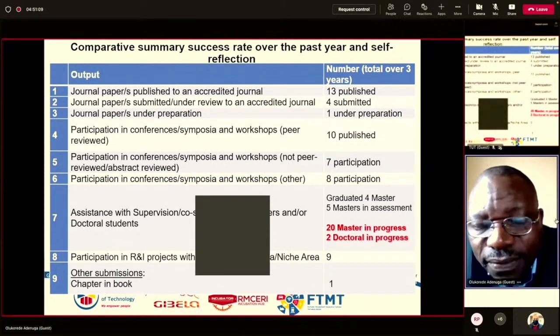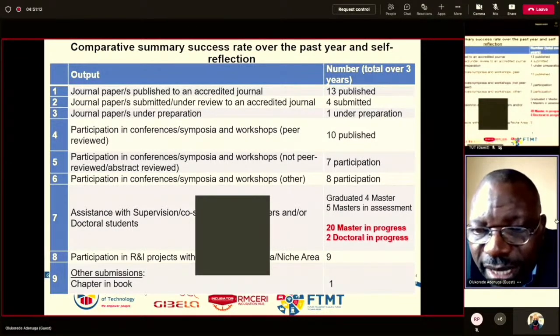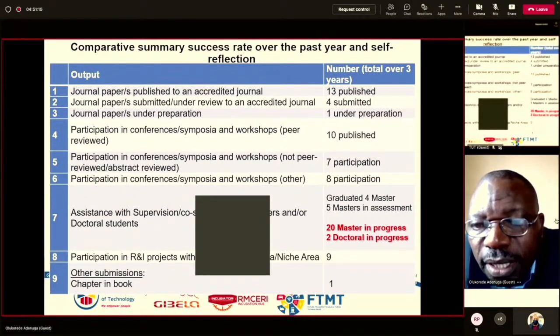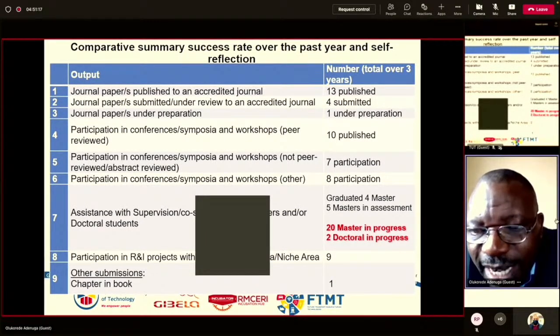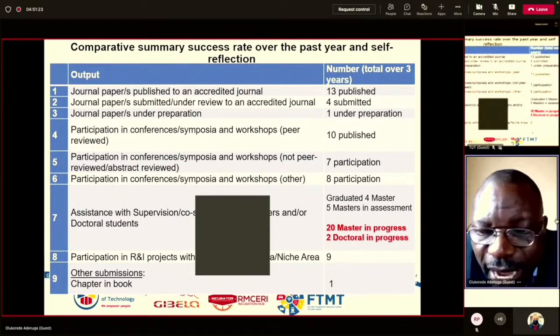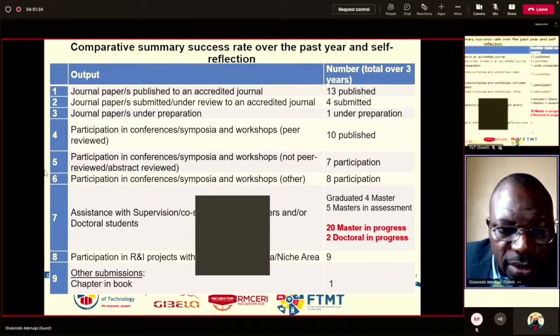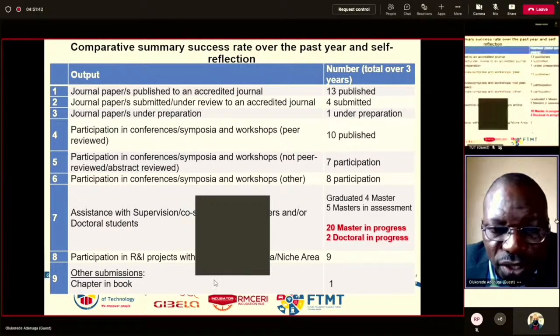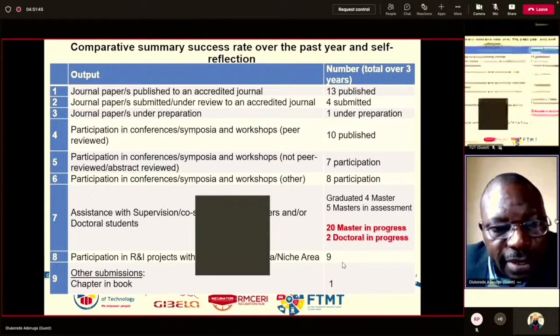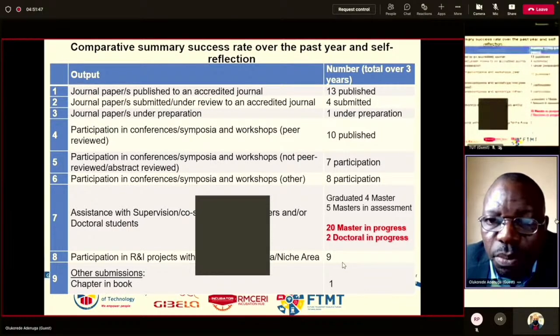I've participated in 5. So far, in the last 4 years, I've graduated 4 masters, and 5 masters are already undergoing assessment. So far, I have 20 masters and 2 doctoral students under my supervision. And confidently, they are progressing well, and most of them are around within this workshop. In research and innovation projects, I've done 9, and 1 chapter in a book.